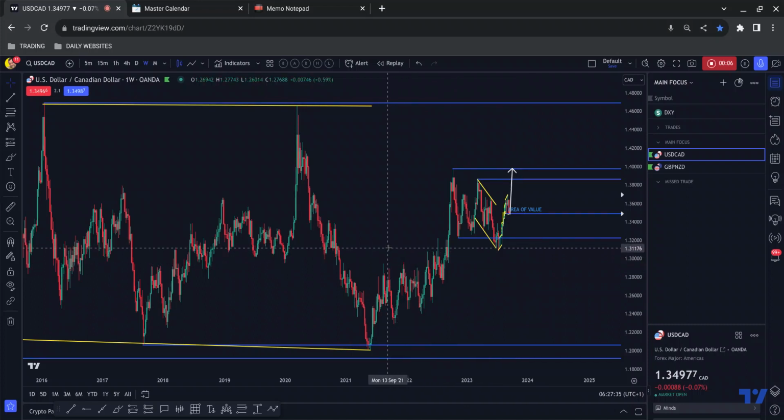So I don't have euro dollar on watch today. I actually have dollar CAD and pound Kiwi. Euro dollar actually sold off. I didn't manage to get an entry on that.